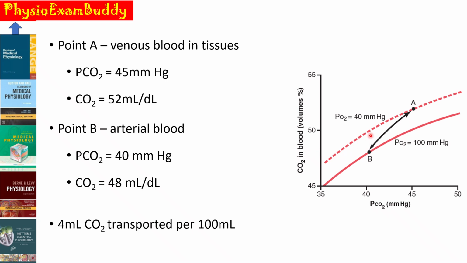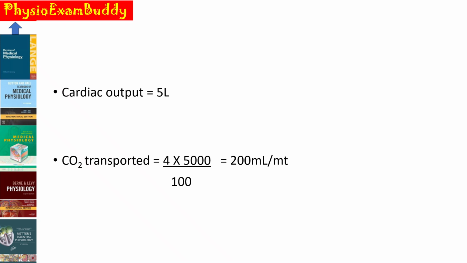So what is the difference here? It is 4 ml, that is, 4 ml of carbon dioxide will be transported per 100 ml of the blood. So you know that the cardiac output is 5 liters. So the carbon dioxide transported can be calculated by 4 into 5000 by 100, that is 200 ml per minute.